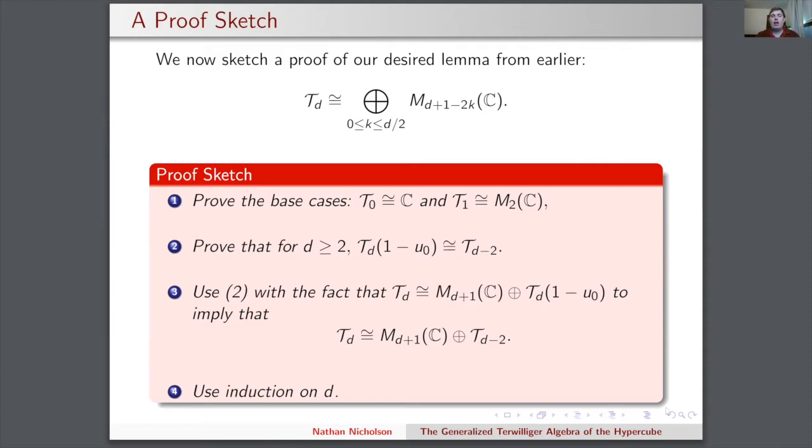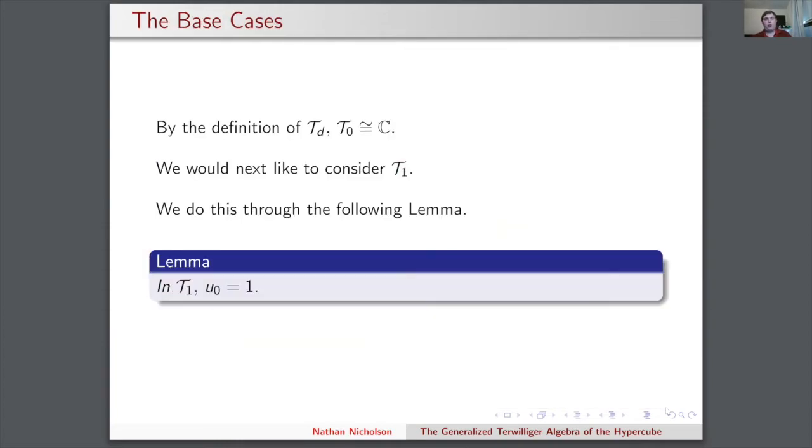So in other words, we're finding T, two, you could think of it as dimensions, 2 dimensions lower, right? We can find that generalized Terwilliger algebra. And then if we use 2 with the summand that we wrote earlier, again, we can write that TD is isomorphic to MD plus 1C direct sum TD minus 2. Then you can just use induction, and that gives us exactly the formula at the top of the slide. So this is sort of the idea that allows us to really nail down the proof.